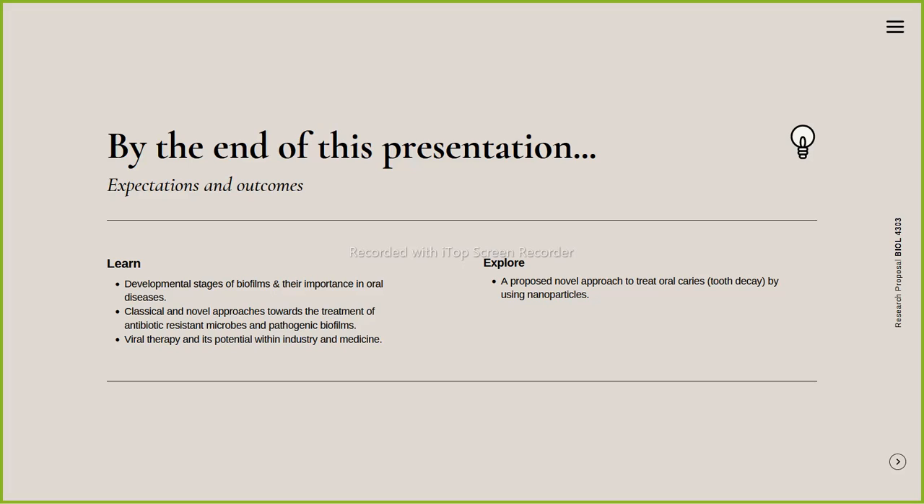Going through this presentation, we hope to relay information about biofilms and their importance in oral diseases. Then we'll look at some classical as well as some novel approaches to attacking the treatment of pathogenic biofilm. Then we'll look at viral therapy as well as antimicrobial peptides and how they can be useful within medicine. And then we'll give our proposed novel approach to treat oral caries, which is a form of tooth decay, using nanoparticles.